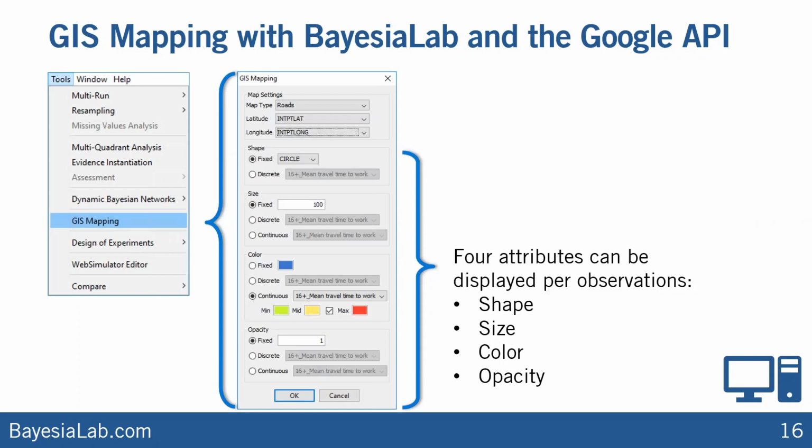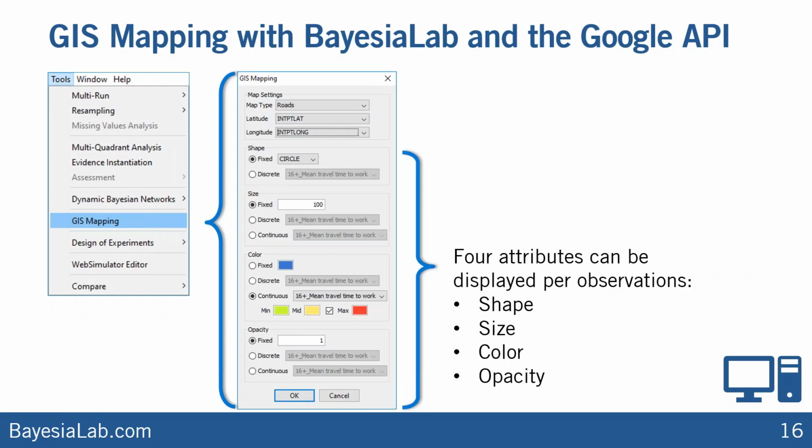Well, we have a new menu item that you can find in validation mode under Tools, named GIS Mapping. That brings up a window that gives you a number of options. It allows you to specify what variables represent longitude and latitude, and then you can represent 4 attributes of your observation as shape, size, color, and opacity of the item to be displayed on the map. So it gives you a lot of flexibility, and I've been experimenting with this over the last few weeks. It's really interesting what visuals you can create that way.